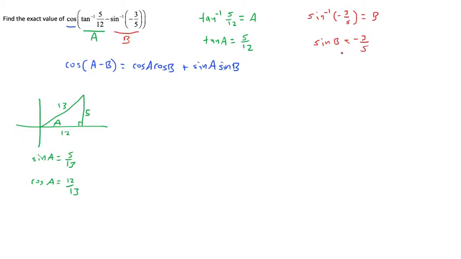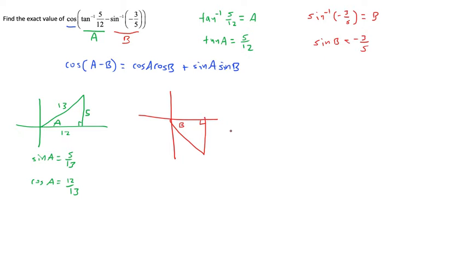Sine of B is negative 3/5. Well, if sine is negative, it's either quadrant 3 or quadrant 4. How do I know which one? It's going to make a big difference, because then cosine is negative here, cosine is positive here. So how do you know if it's in quadrant 3 or quadrant 4? Well, the key is we're dealing with sine inverse. And we know that for sine inverse, we only deal with quadrants 1 and 4. So whatever this angle is, it has to be in quadrant 4, not in quadrant 3.